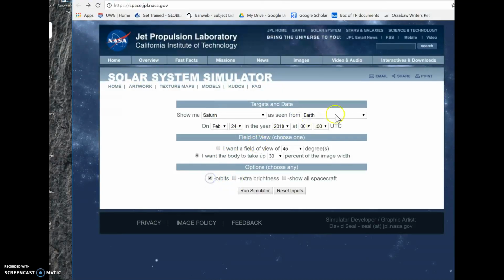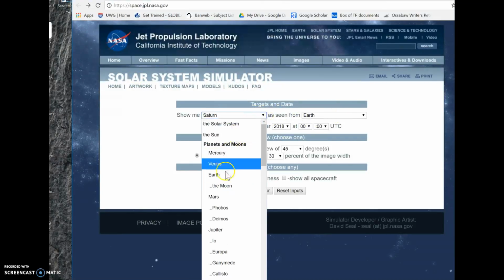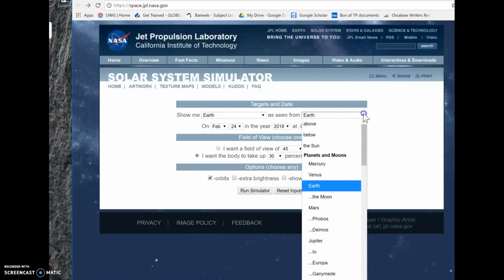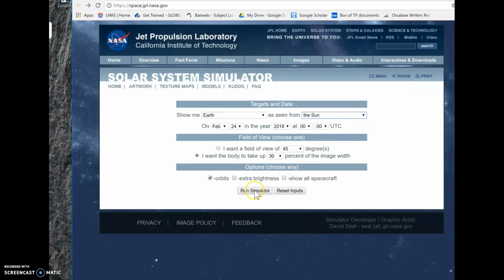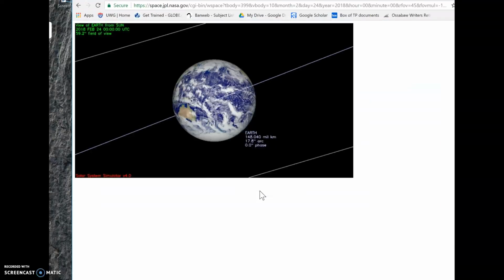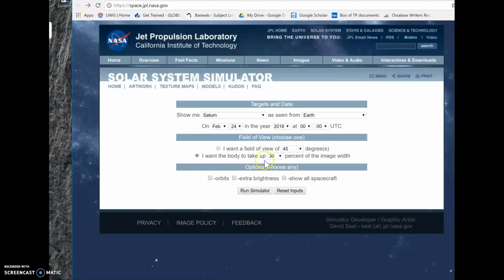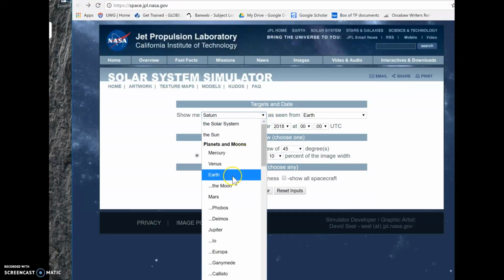Let's look at orbits. Let's look at Earth from the sun. Let's do extra bright. And let's throw in some spacecrafts. Okay, so we have all of these different orbits of things going around. The smaller you make this, the easier it will be to see everything.